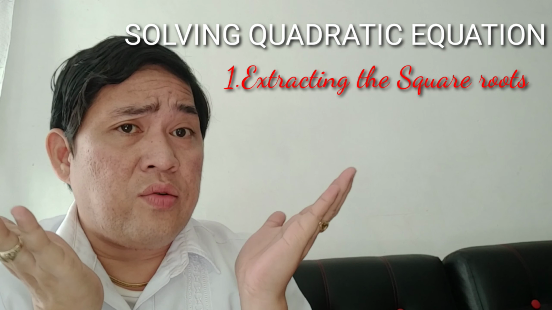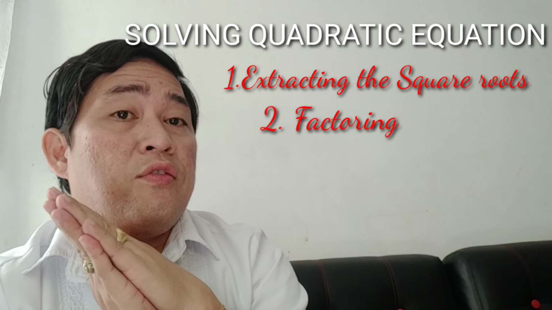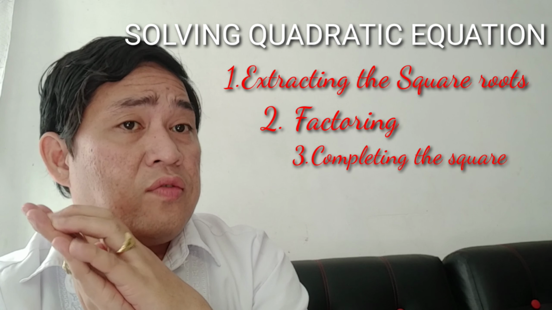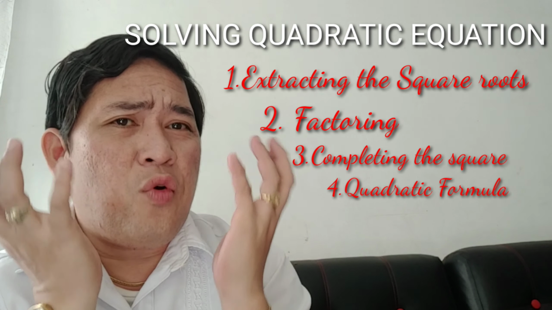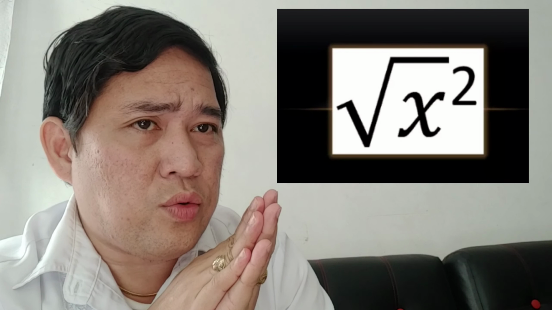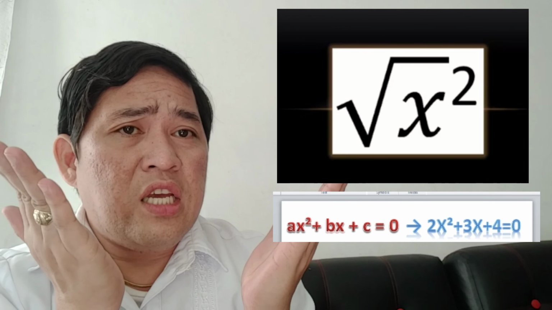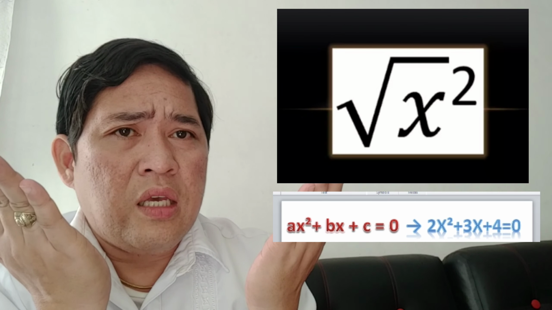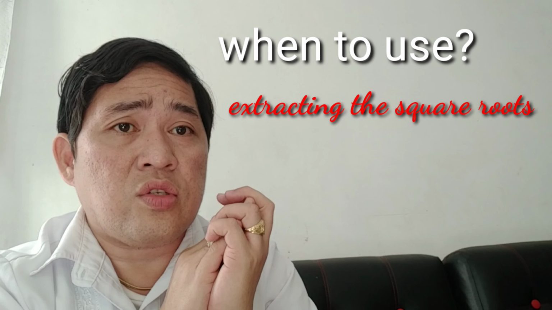Aside from extracting the square roots, you can also solve a quadratic equation using factoring, of course, completing the square, and at the same time, using the quadratic formula. But of course, today, our focus is extracting the square roots. So when we encounter a quadratic equation, what comes first in your mind is: what is the best way to solve it? When are we going to use extracting the square roots?